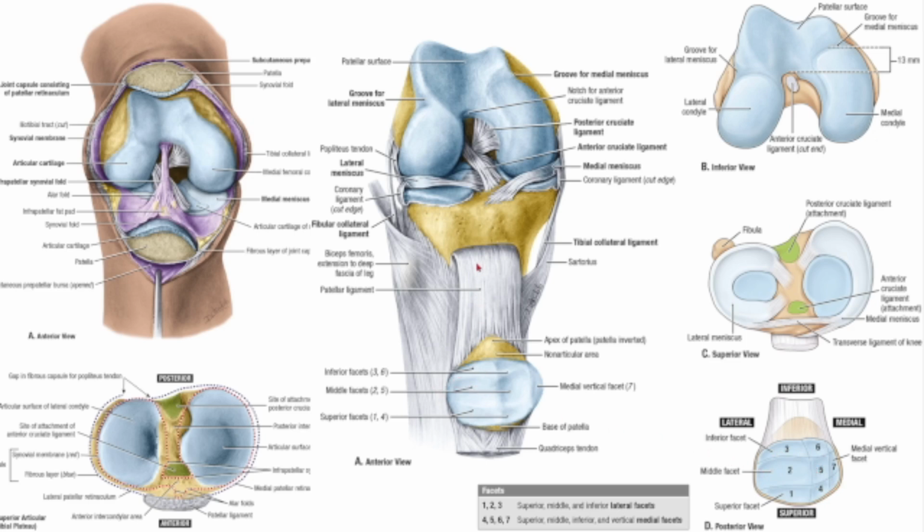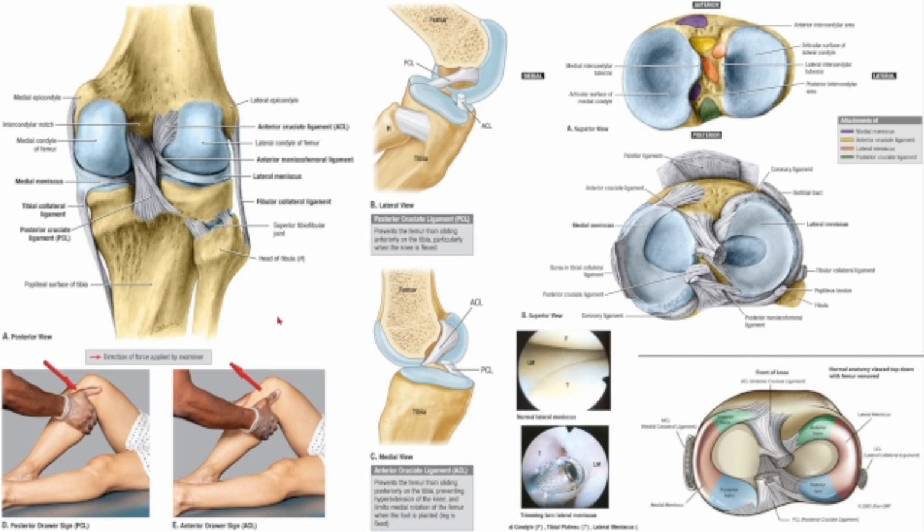And then here, same thing, they've disarticulated it. Now you see the meniscus from a sort of anterior point of view. You can also see the tibial collateral ligament, or MCL, and the fibular collateral ligament, or LCL. And those are the major structures on this side.